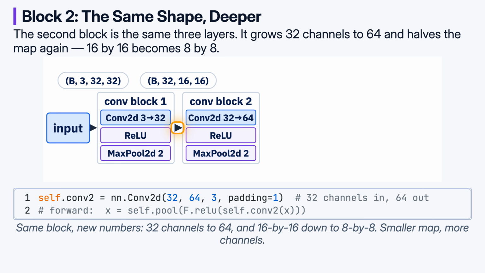The output of block 1 flows into block 2 along this arrow. The arrow carries batch, 32, 16, 16. The second block is the same 3 layers. That is the point. The conv grows 32 channels to 64. ReLU again keeps the positives. The pool halves the map again. 16 by 16 becomes 8 by 8. Smaller map, more channels. Out comes batch, 64, 8, 8.